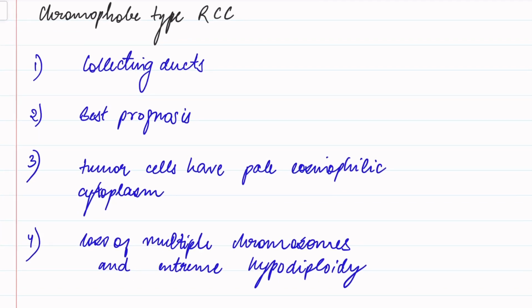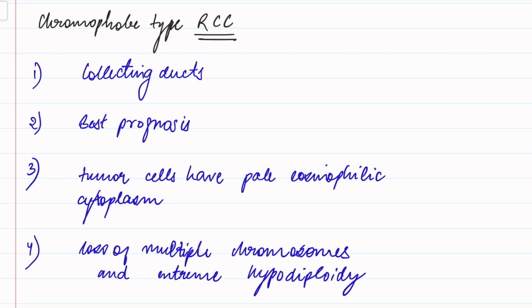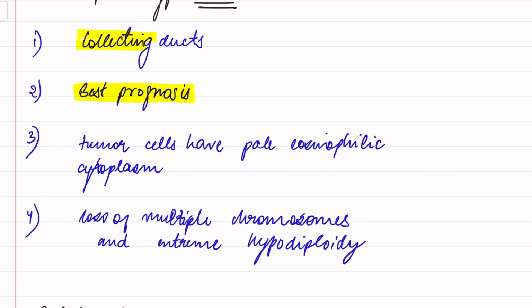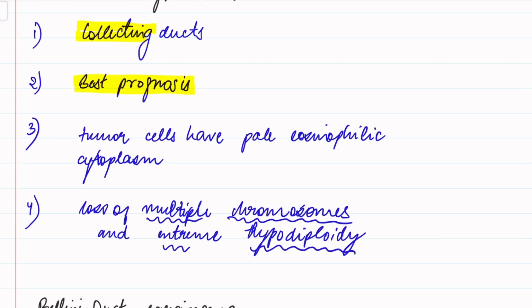Now coming to chromophobe type of RCC. The first thing that you need to remember is that it is associated with the best prognosis. The prognosis of chromophobe type and papillary type are better than clear cell. Its cell of origin is the collecting ducts. Tumor cells have pale eosinophilic cytoplasm. And the cytogenetics is that you will see loss of multiple chromosomes and extreme hypodiploidy.